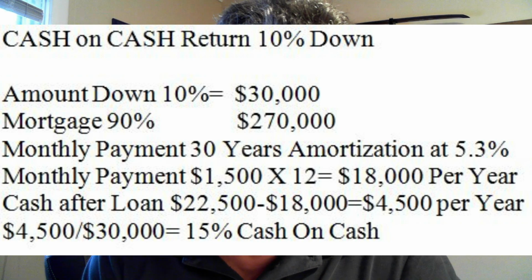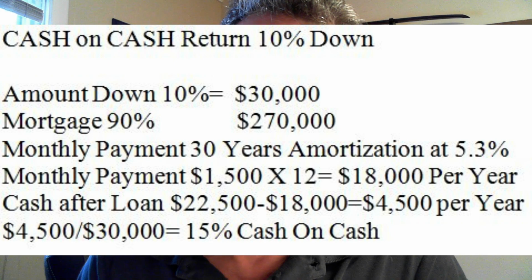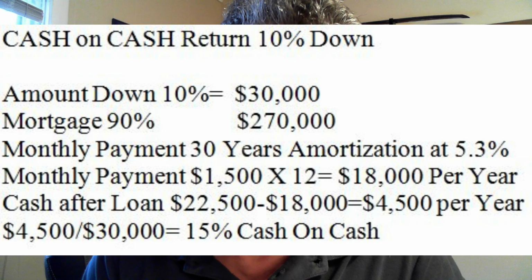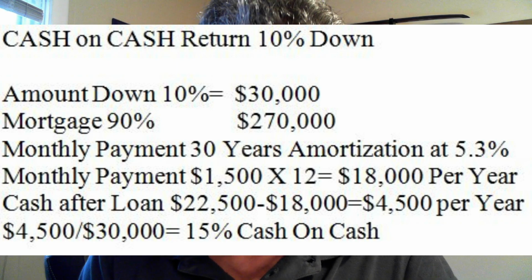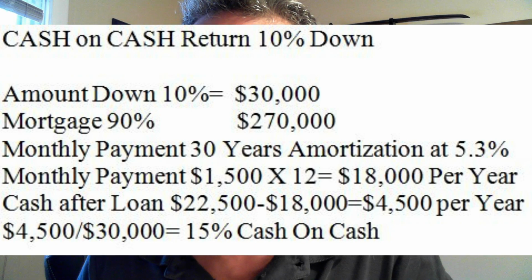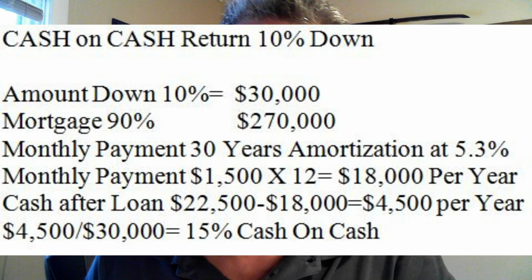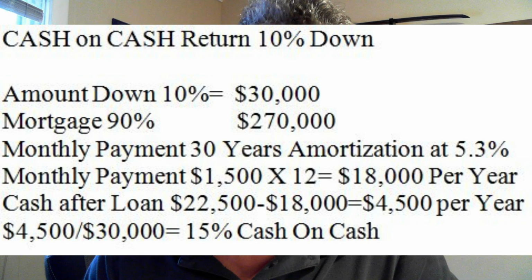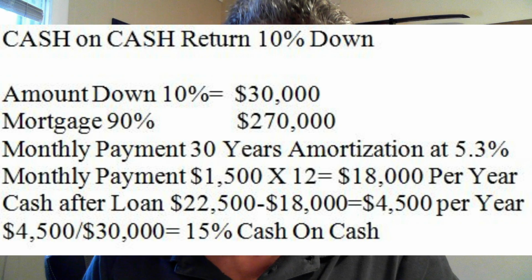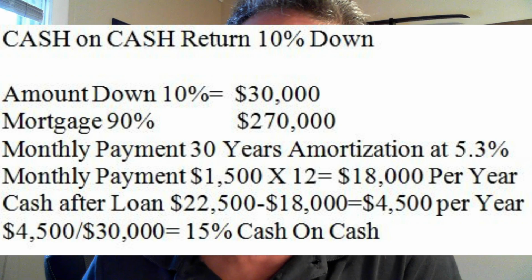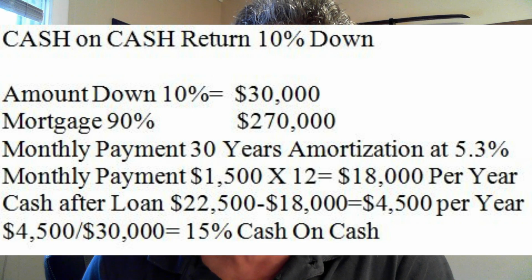So you take your cash flow, $22,000 minus your $18,000. That's your yearly loan payments, your debt service, and you're left with $4,500. So where you were making $7,500 before, you're only making $4,500. But when you go to the cash on cash return, you take $4,500, you divide it by 30,000. You're making 4,500. You put down 30,000. You end up with a 15% cash on cash return.